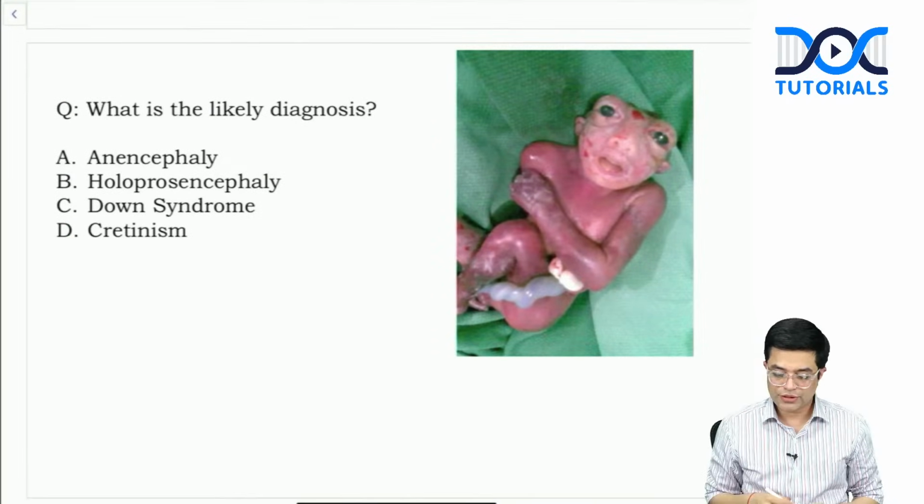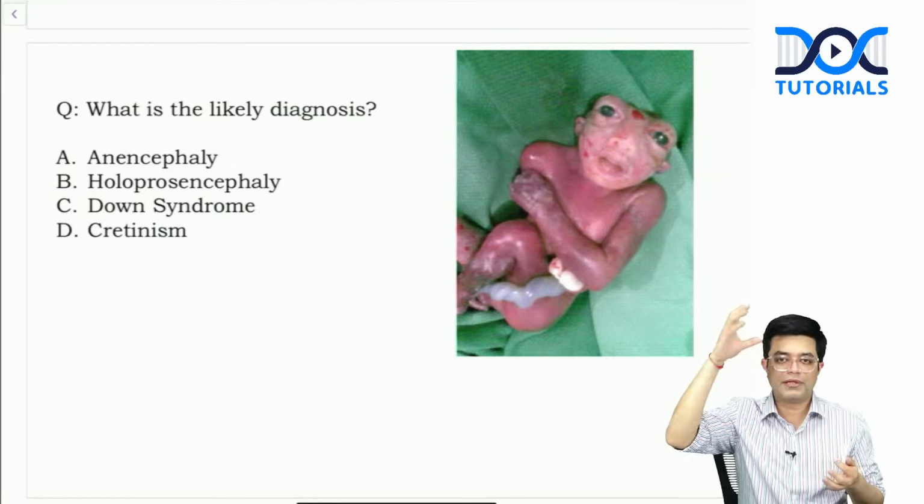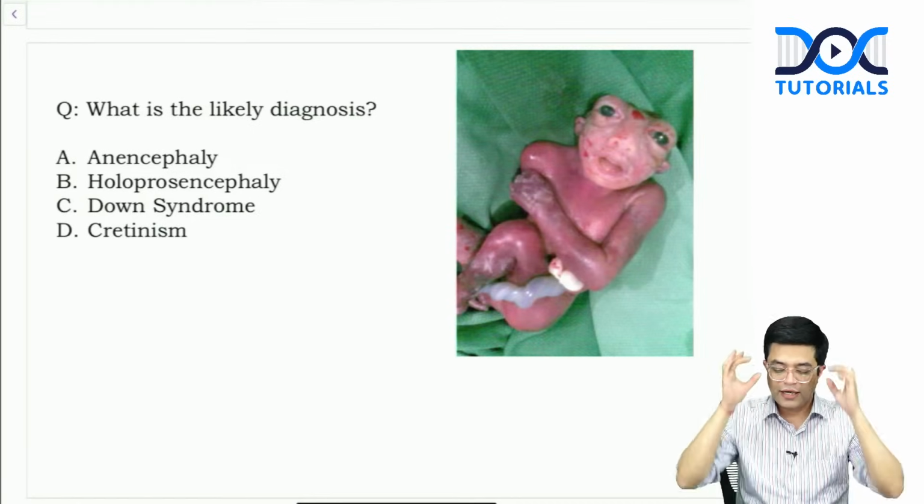What is the likely diagnosis? इस बच्चे में क्या दिख रहा है? Again past FMG question. Exact image नहीं मिला, but you can easily see कि उसका forebrain नहीं बना है, brain cerebrum cerebellum are absent, scalp भी नहीं बना है, and eyes ऊपर placed हैं.